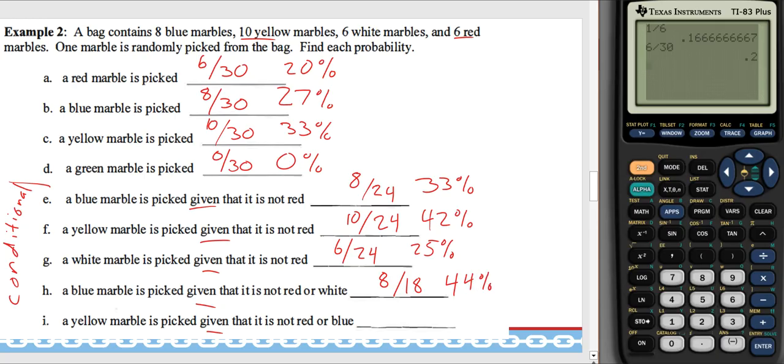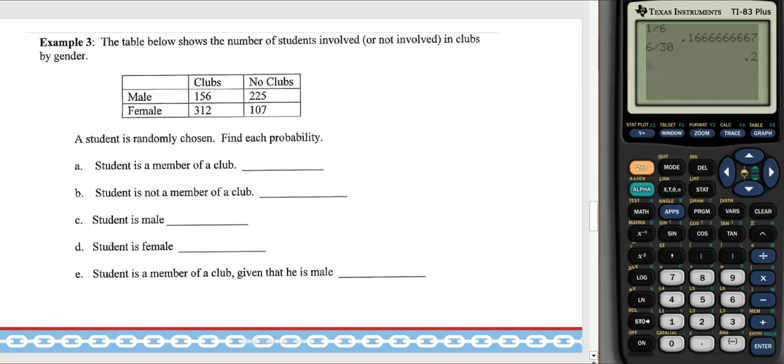And then a yellow marble, 10 out of not red or blue. So we are taking out 14 of the marbles from the bag. So that'd be a 63% chance, right? 10 out of 16. Because in example I there, it's no reds or blues. So that's kind of our first look at conditional probability, right? We are given some additional piece of information. Something has been removed from the bag of marbles or whatever it may be.